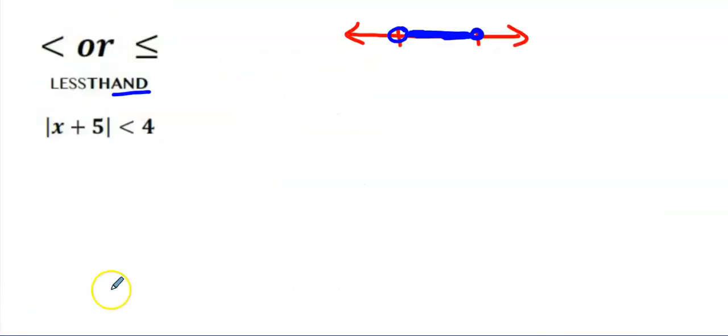Okay, moving on to this one. This is the less than, and we put the D on the end of it so that we know that there's an and. This, if we were to just state this verbally, we would use the word and. Okay, so the absolute value is already isolated, so I'm going to rewrite it exactly like it is.